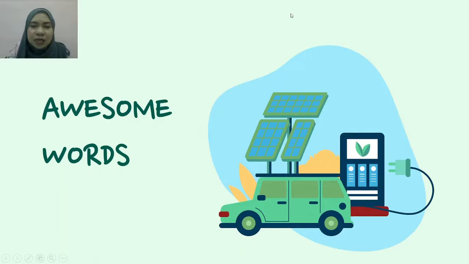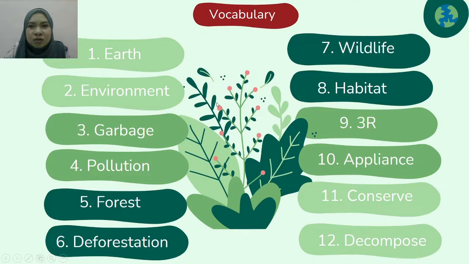Okay, for the first part is vocabulary, where we're going to learn awesome words related to our environment. So for the vocabulary today, there are 12 words related to environment. I will pronounce the words and I hope you will repeat the word after me so that you can learn how to pronounce the word correctly.